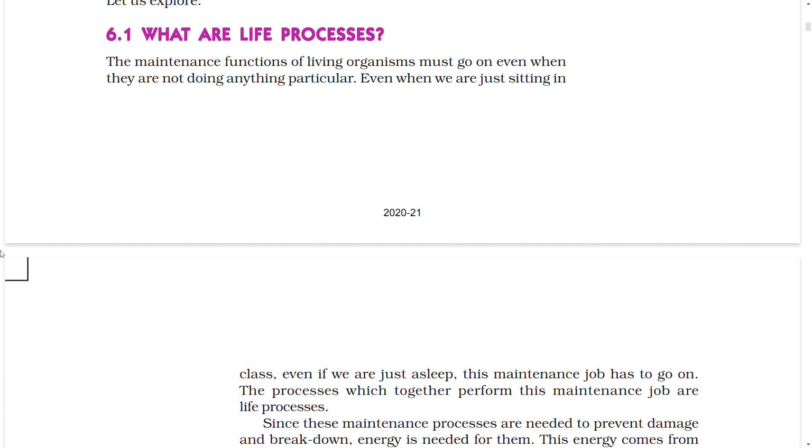What are life processes? The maintenance functions of living organisms must go on even when they are not doing anything particular. Even when we are just sitting in class, even if we are just asleep, this maintenance job has to go on. The processes which together perform this maintenance job are life processes.